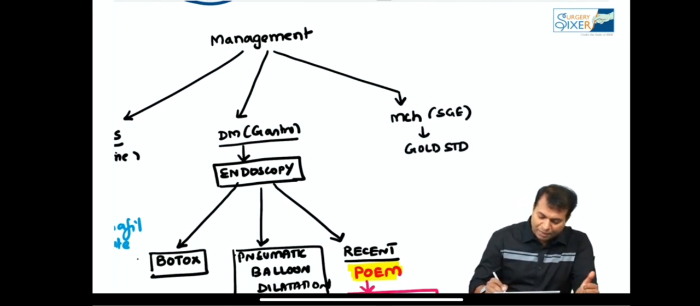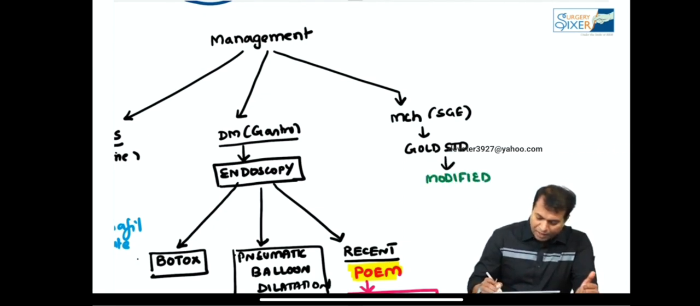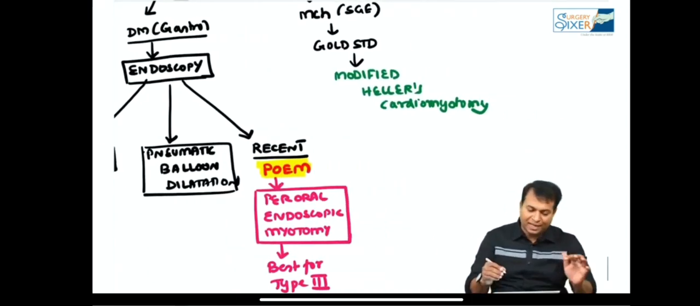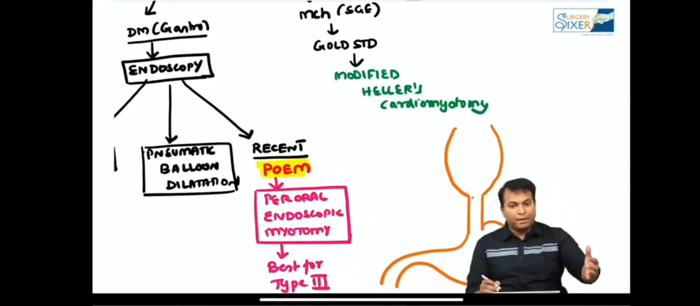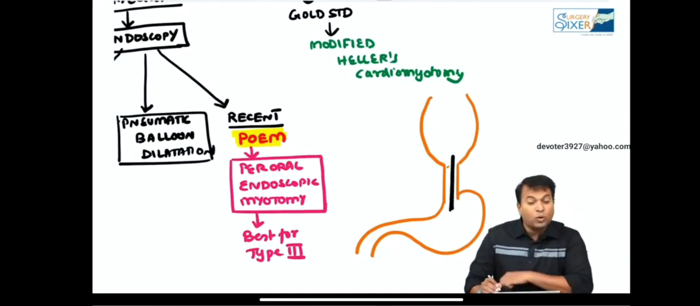What is it? Gold standard treatment of achalasia is what? Modified Heller's cardiomyotomy. Modified Heller's cardiomyotomy is the gold standard treatment done by us. What is this procedure? Please understand what we do in this procedure. By laparoscopy, by putting a laparoscope, I go inside and I cut the muscle alone like this. Cut the muscle. I will not go and cut the mucosa and submucosa.